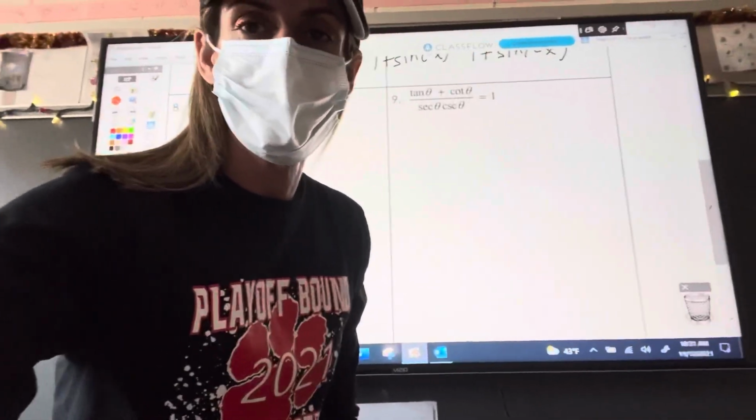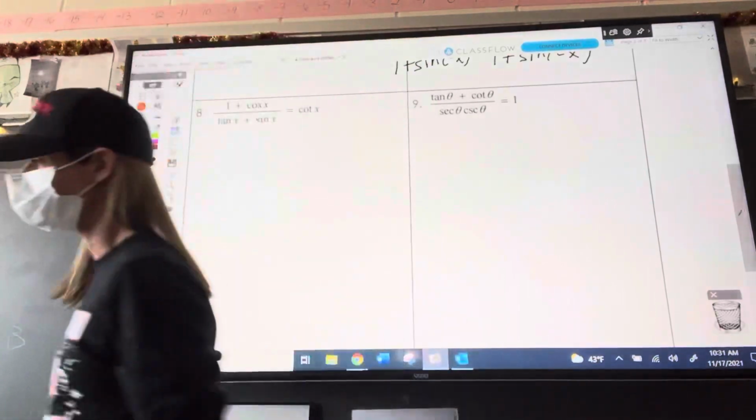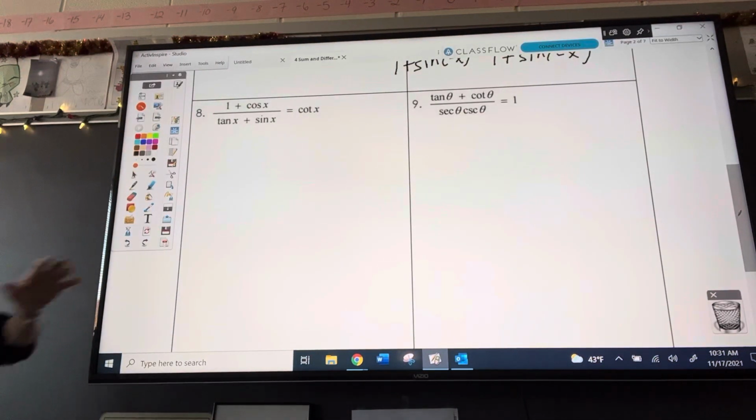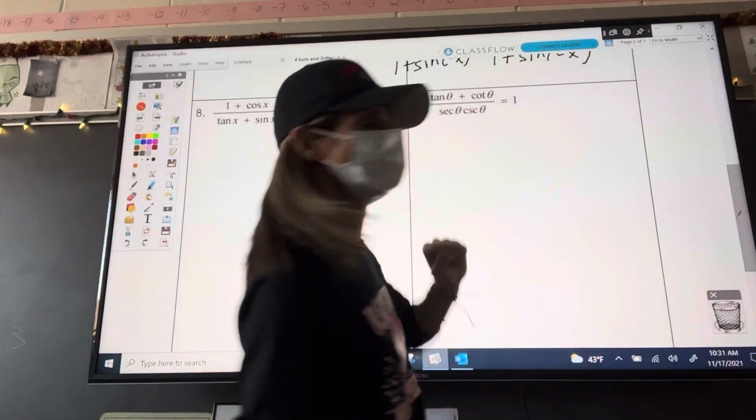All right, America, we're back for a tricky trig identity problem. Here we go. Okay, so since there's more going on in number 9 on the left than the right, I'm going to start working on the left side.